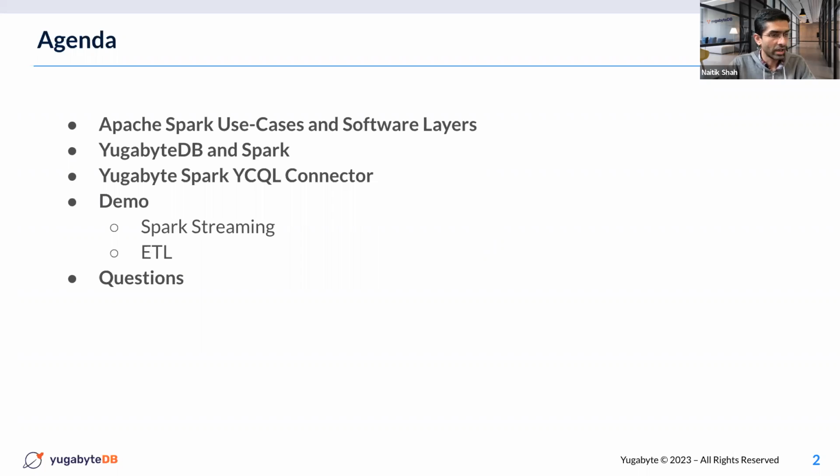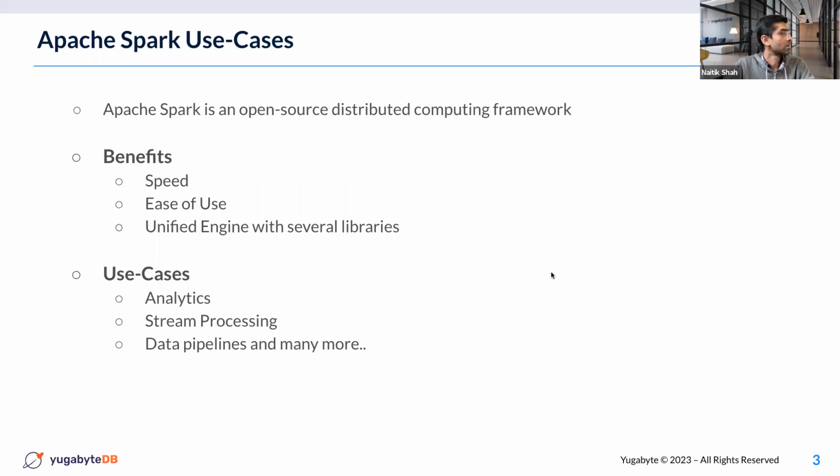The second demo that we have here is an ETL demo where we'll demonstrate the data being read out of YugabyteDB as a source, perform some data transformation, and then write it to a separate table within YugabyteDB. Fantastic. So Apache Spark, what is Apache Spark in the first place?